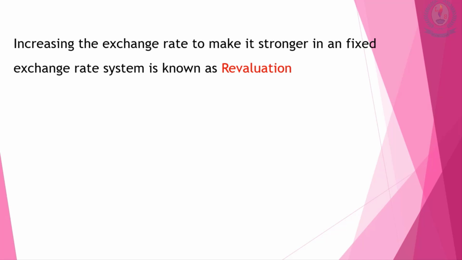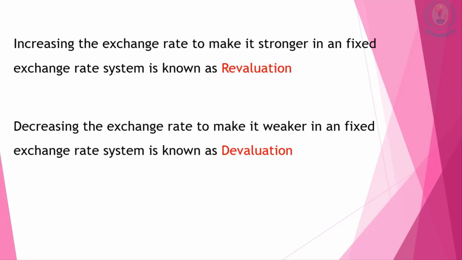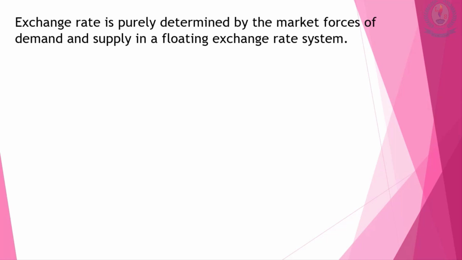Increasing the exchange rate to make it stronger in a fixed exchange rate system is known as revaluation. That means we are increasing the value of our currency in terms of the other. Revaluation happens in a fixed exchange rate system. Decreasing the exchange rate to make it weaker in a fixed exchange rate system is known as devaluation. So the terms revaluation and devaluation come in a fixed exchange rate system.